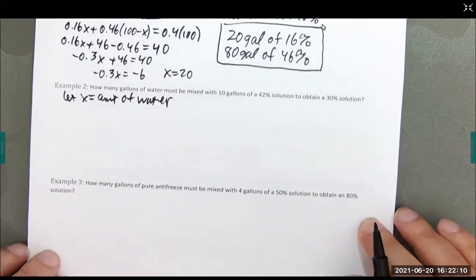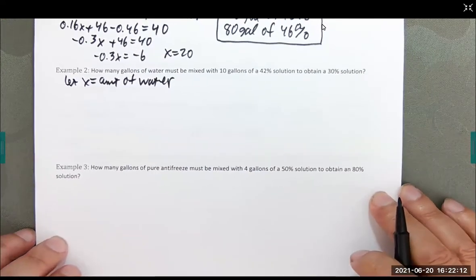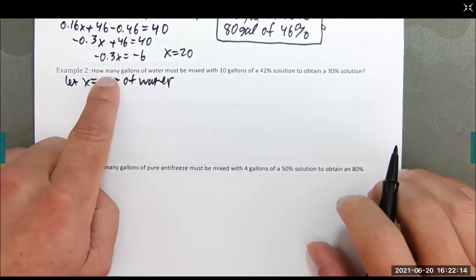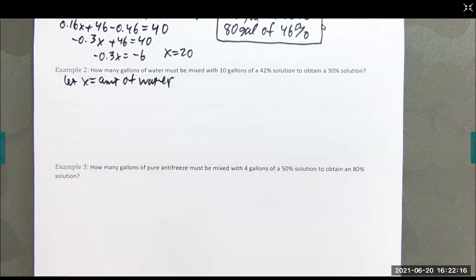The second one, how did I know it's going to be the amount of water? Well, the way I know that is because it asks how many gallons of water. So let X be what's missing. Make it nice and simple.